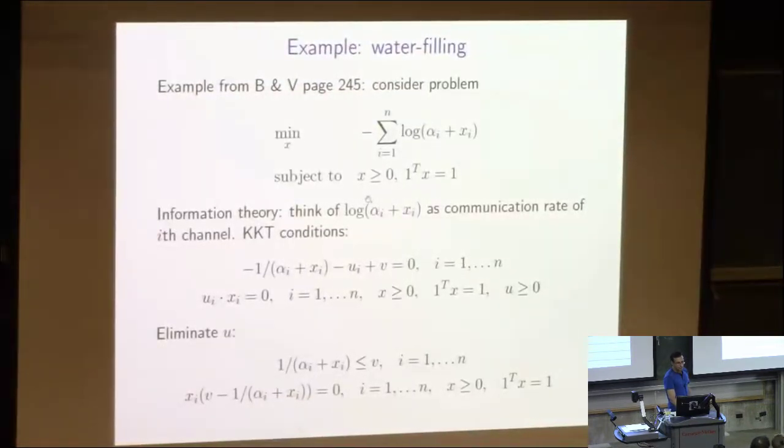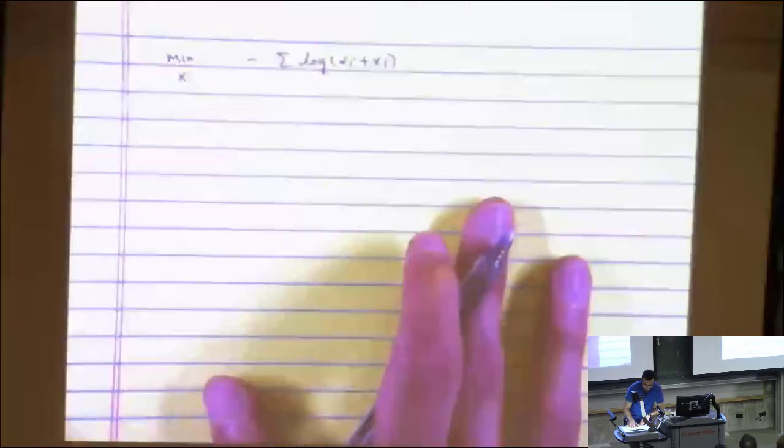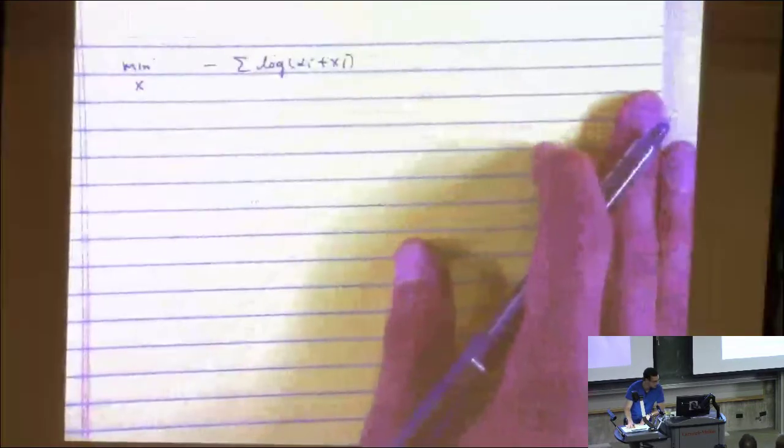And you can think about log of some constant alpha_i plus x_i as the communication rate of the ith channel, where alpha_i is some prefixed constant. So minimizing the negative sum of logs is like maximizing the communication amongst a bunch of channels. Just as practice, we're just going to look at the KKT conditions, and then you can refer to that chapter in Boyd and Vandenberghe if you want to see how this leads to a solution.